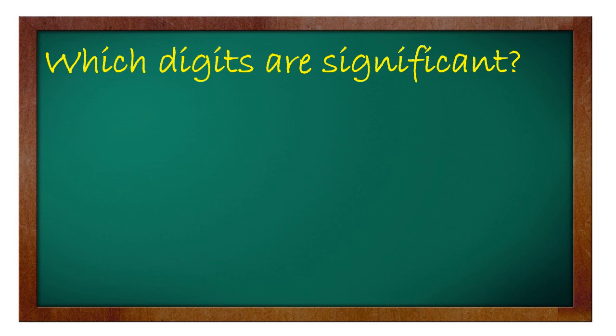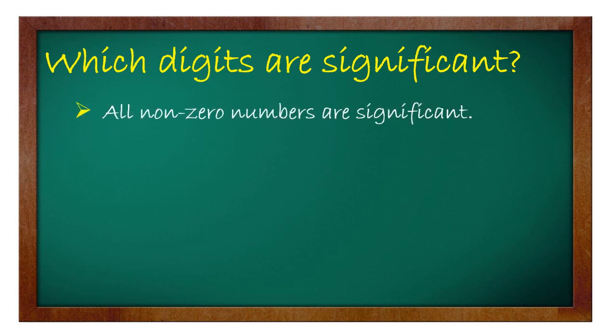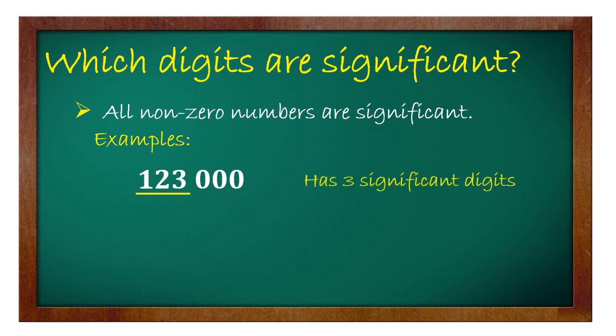So, how do we determine that the digits of a number are significant? There are some rules that we may use. So, first, all non-zero numbers are significant. Ibig sabihin, lahat ng digits na hindi zero, considered siyang significant. For example, I have 123,000. So, ang digits natin are 1, 2, 3, 0, 0, and 0. So, yung mga hindi zero natin, sila lang yung considered as significant. So, those are 1, 2, and 3. Ibig sabihin, we have 3 significant digits.